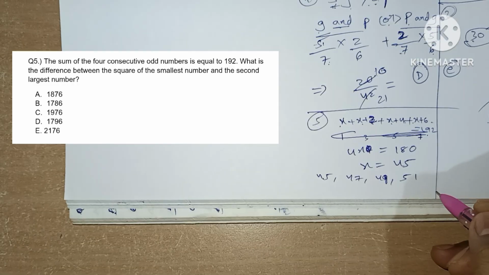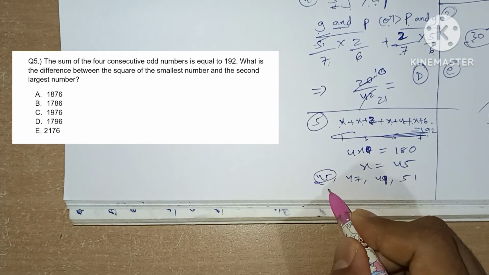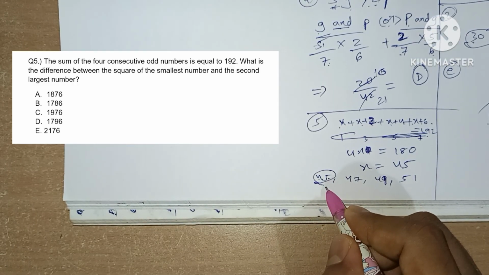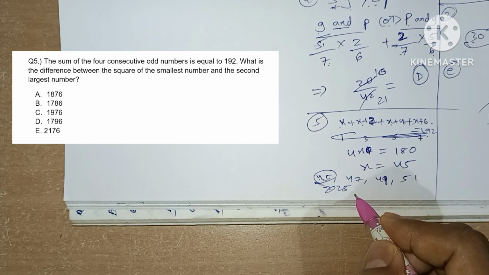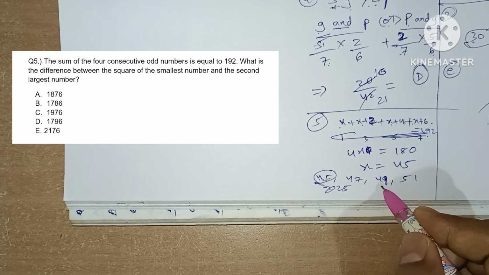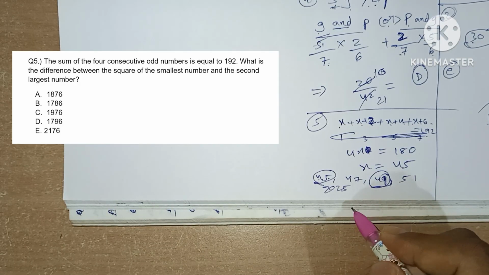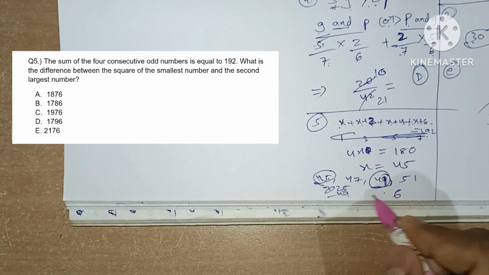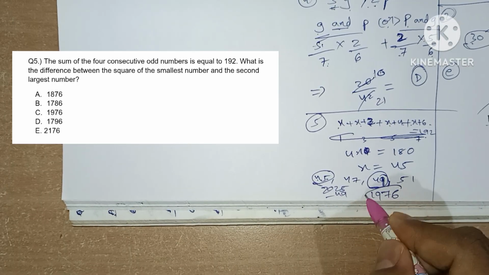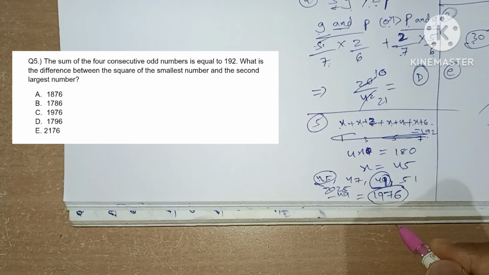Now the question asked is the square of the smallest number, which will be 45 squared, which is 2025, and the square of the second largest number, and the difference between these two. So the difference we get is 1976. 1976 is our answer.